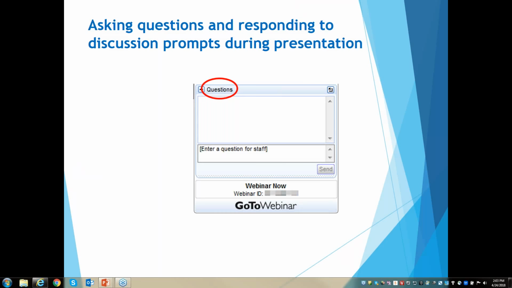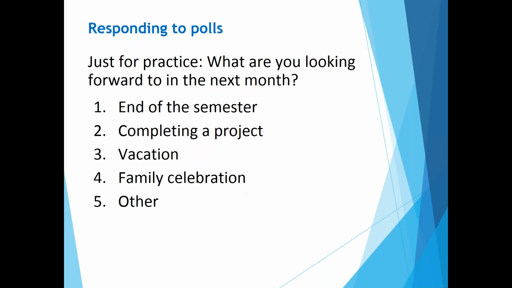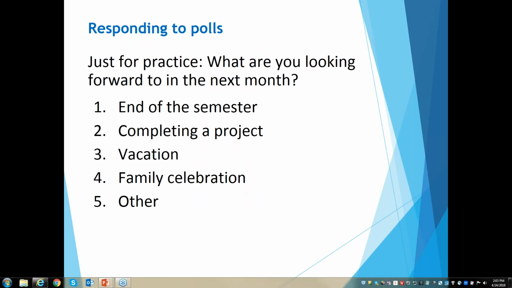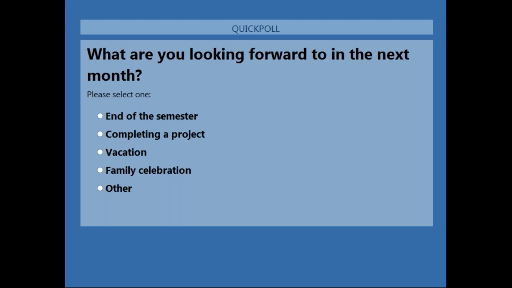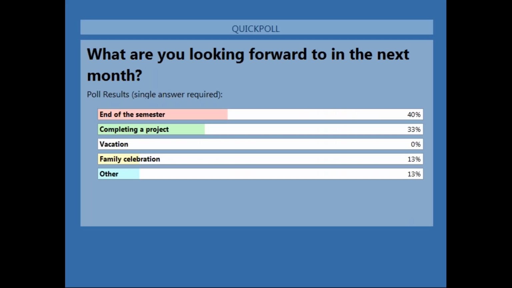Next, for multiple choice questions, we'll be using the poll function, which works like this. For those of you who haven't been on it, I'm going to run you through a really quick test poll, a practice run. So please give an answer to any of these 5 questions you see on the screen. Chris is going to start the poll now. What are you looking forward to in the next month? End of semester, completing a project, vacation, family celebration, or other. Please click one of those responses. Looks like 90% of you have voted, which is great. And Chris can end the poll now and share the results with you. All right. I'm looking forward to both of those things as well.